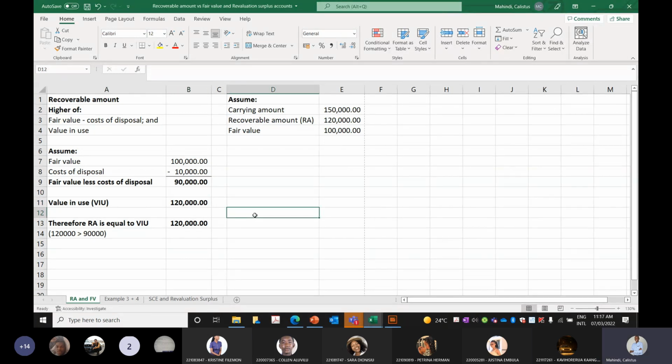So if we understand the recoverable amount and the value in use, you don't have to know this in detail now. What I want to illustrate is the next part. Assume you're given a carrying amount of 150,000. That's your carrying amount that you're given. And your recoverable amount is 120,000. The 120,000 is the one that we calculated there.